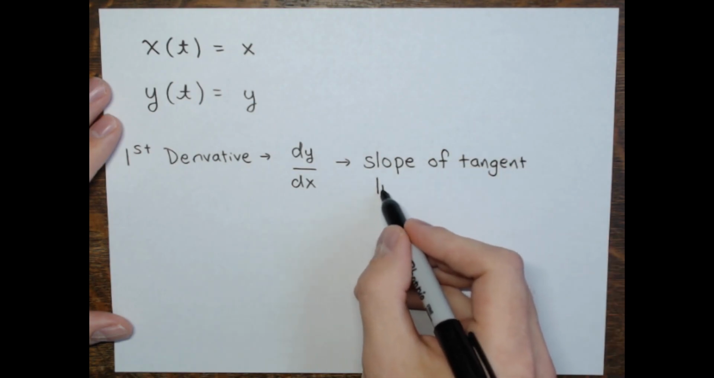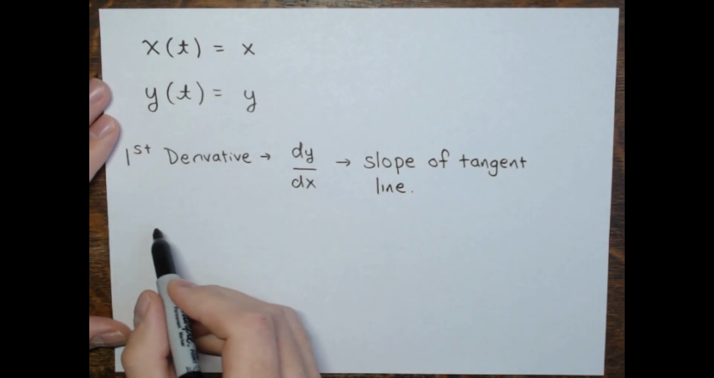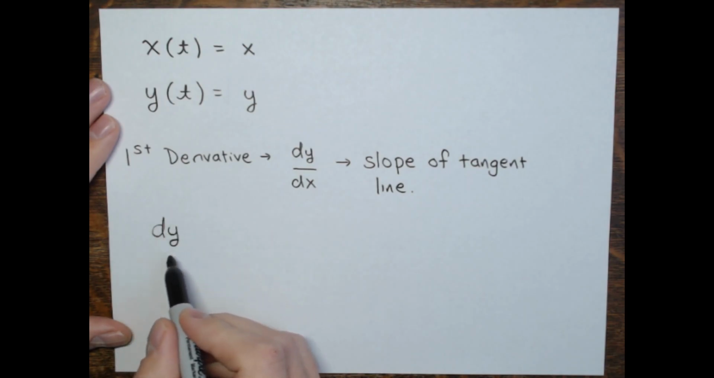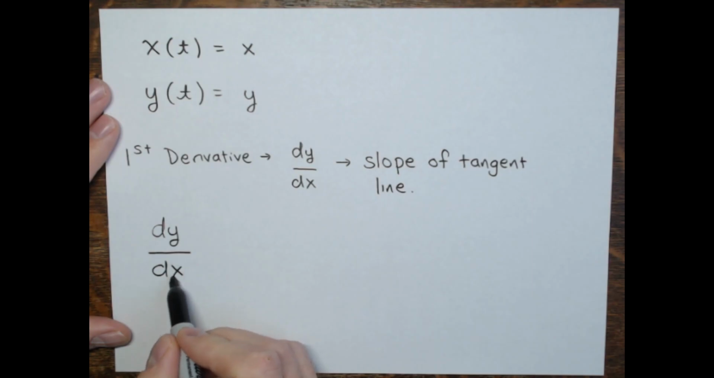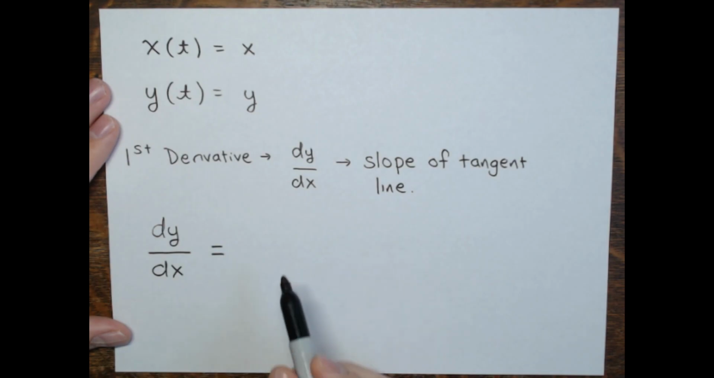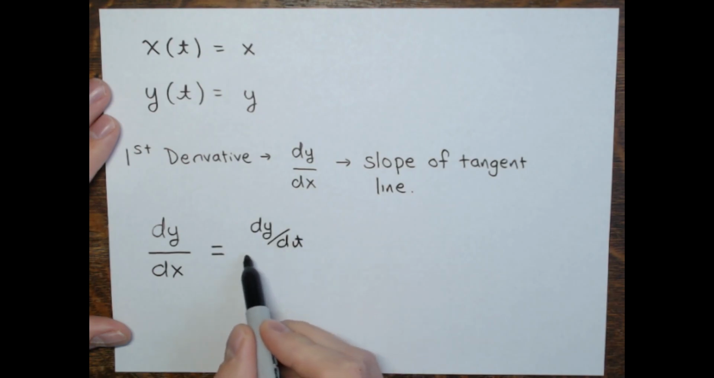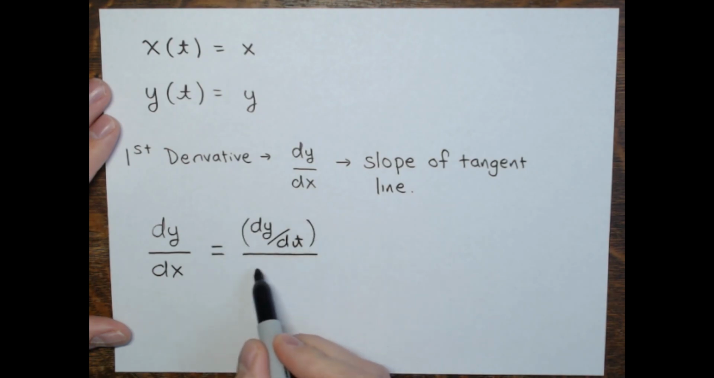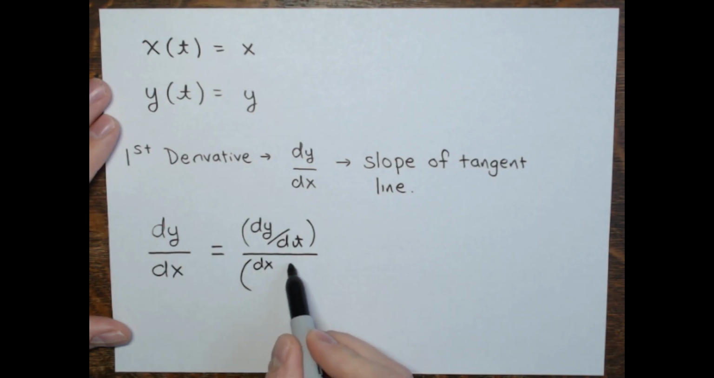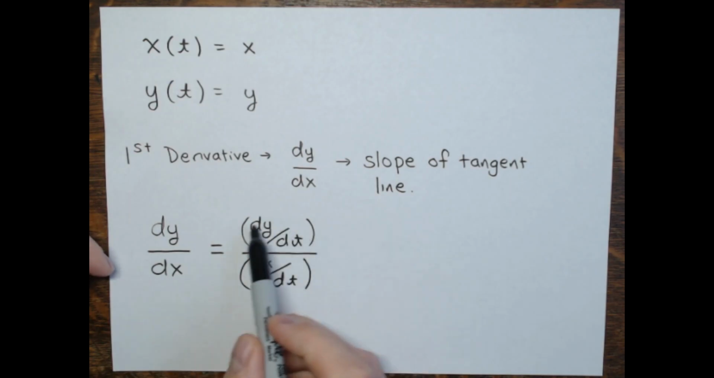Given parametric equations, this is pretty easy to find. The derivative of y with respect to x, for any value of t, will be equal to the derivative of y with respect to t divided by the derivative of x with respect to t. It's almost as if you're dividing the top and bottom by dt, even though that's technically not what's happening.